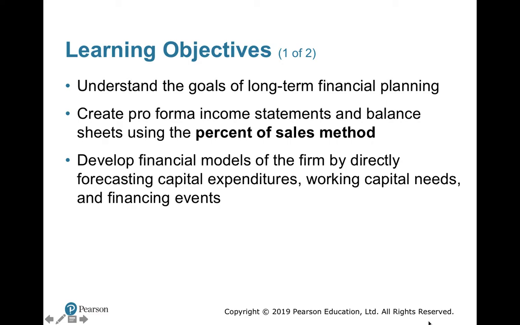Understand the goals of long-term financial planning. Create a pro forma income statement and pro forma balance sheet. Maybe if you are doing the actual financial statement for 16, then you can make the pro forma income statement for 17, 18, 19, 20, 21. Same like pro forma balance sheet for the next 5 years. Develop a financial model of the firm by directly forecasting capital expenditure, working capital needs, and financial events.